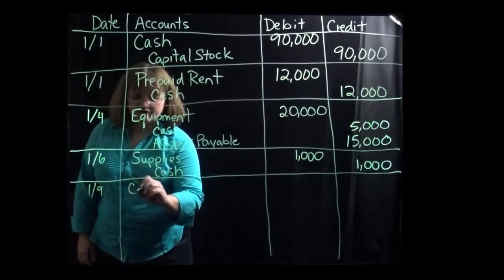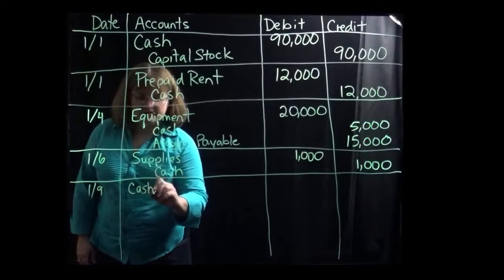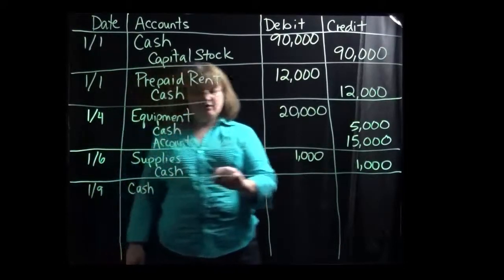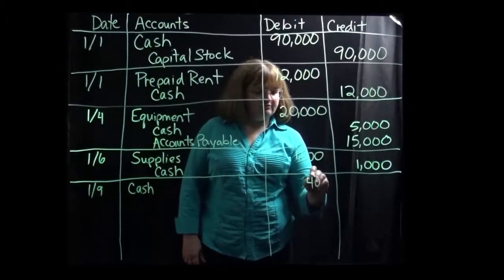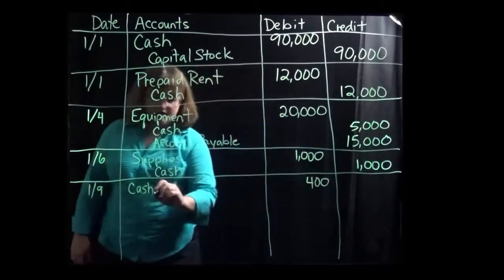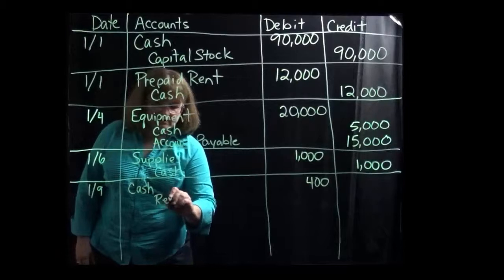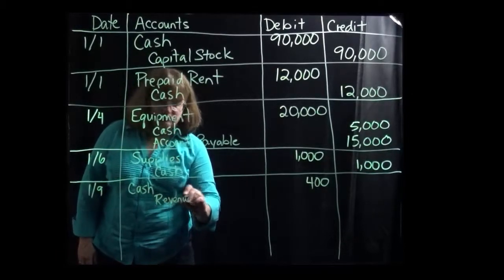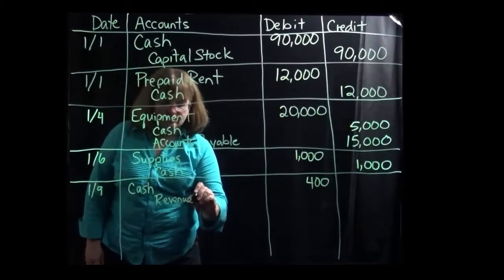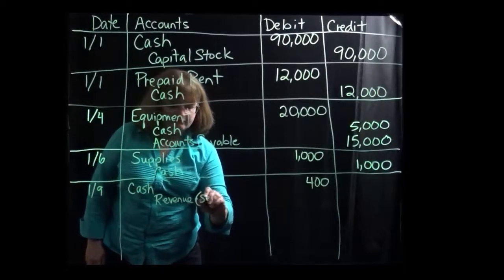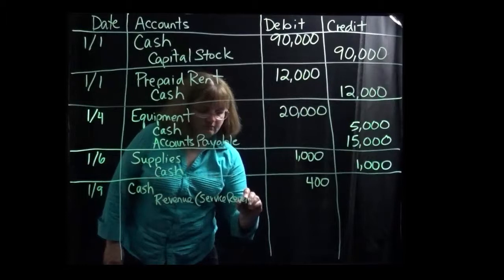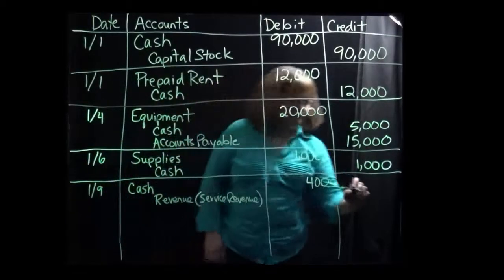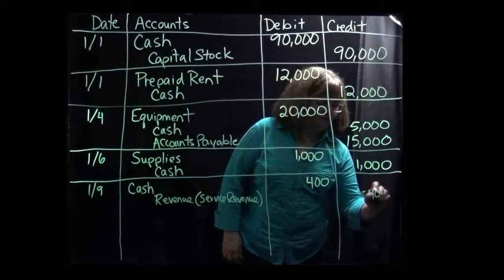Receiving cash, we'll always look at the cash side first because that's almost always the easiest. I won't say always, but a lot of times. So we're going to debit the cash for the $400 that we received. And then what gets credited is the revenue, or you could call it service revenue. And that's going to be credited for $400.